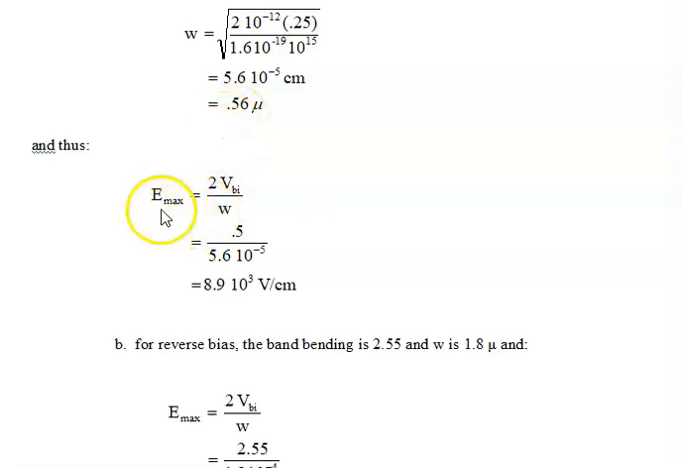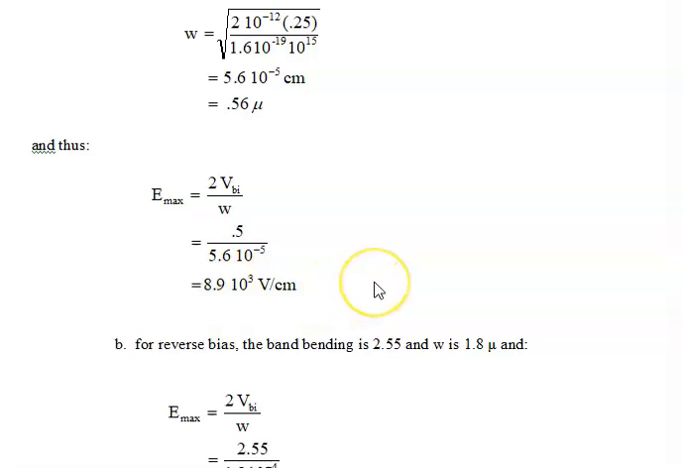And now we can find E max simply by using the area of a triangle. VBI is 0.25 times 2 is 0.5 divided by W. We find that the E max, the electric field at the metallurgical junction, is 8.9 times 10 to the 3rd volts per centimeter.